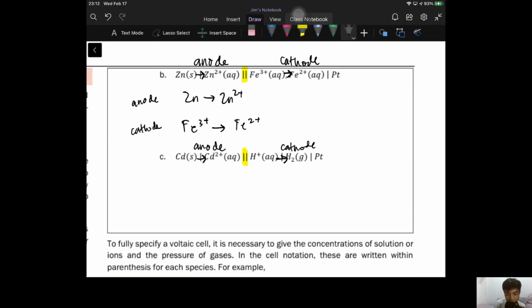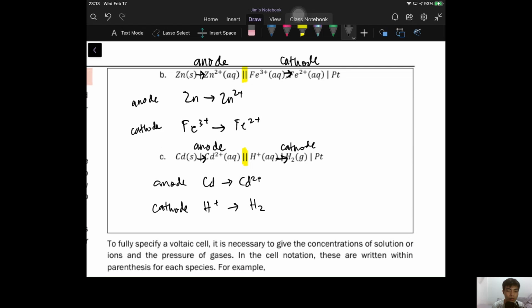So yung mga single line, gawin mong arrow. Okay? So your anode will be Cd, arrow, Cd2 plus. Your cathode will be H plus, right arrow, H2. Then, ibabalance mo na lang yan. Okay? To get the overall equation. Okay? So, that's how we represent voltaic cell, no? Using cell notations.